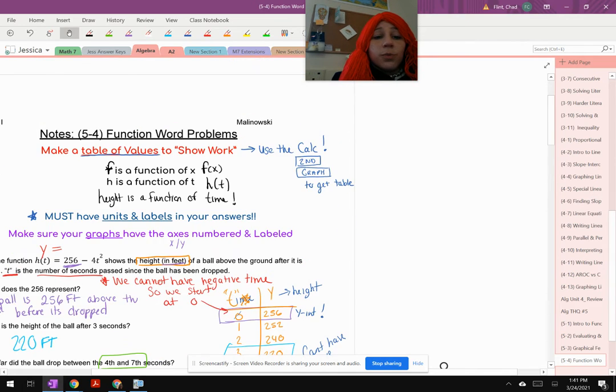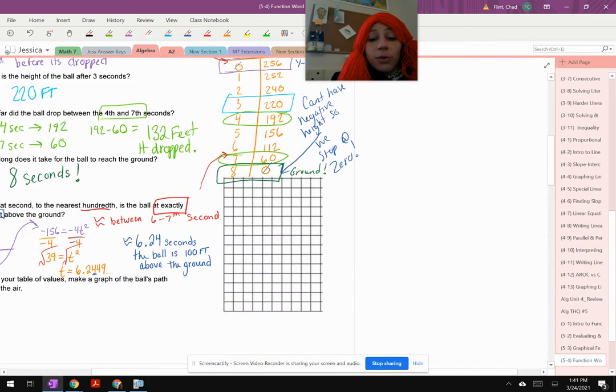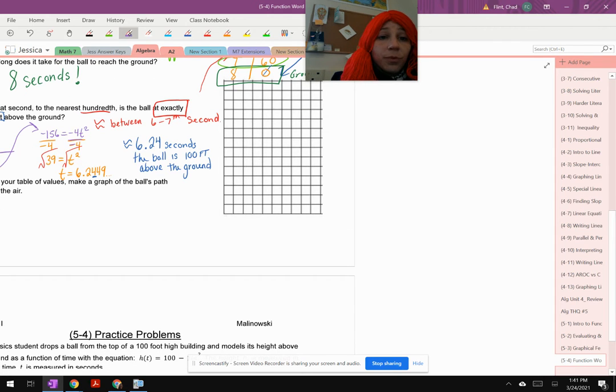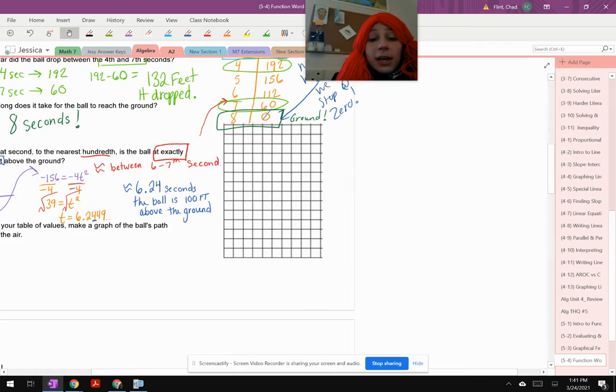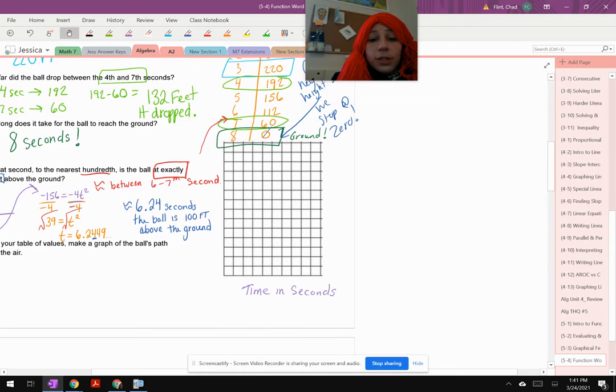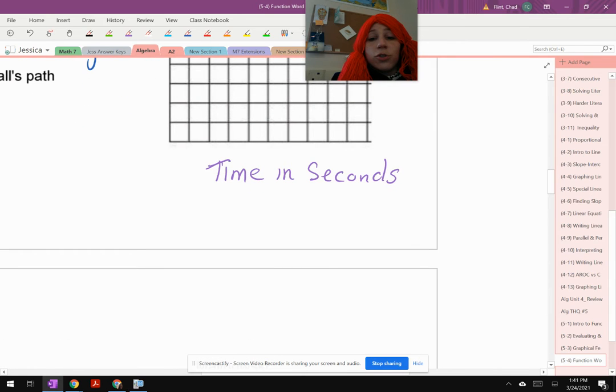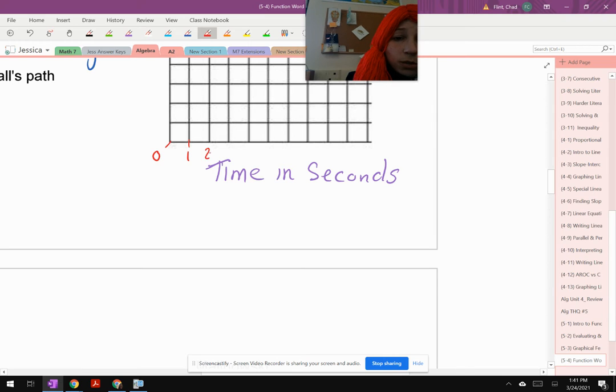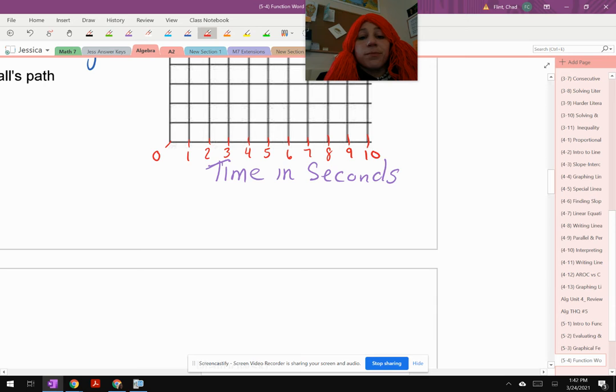So remember, like it says in our notes, we need to make sure our graphs have the axes numbered and labeled with what they stand for and what we're going up by. So in this situation, my x-axis is time in seconds. So I'm just going to label that with time in seconds. And then I notice that I need to go from 0 to 8 for my seconds, which I'm just going to go up by 1 here because I've got enough pieces to do that. So 0, 1, 2, 3, 4, 5, 6, 7, 8, 9, 10.